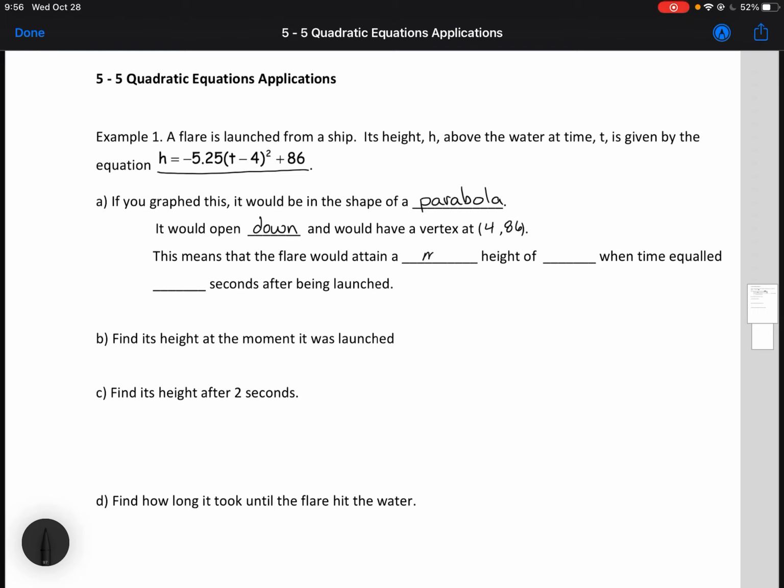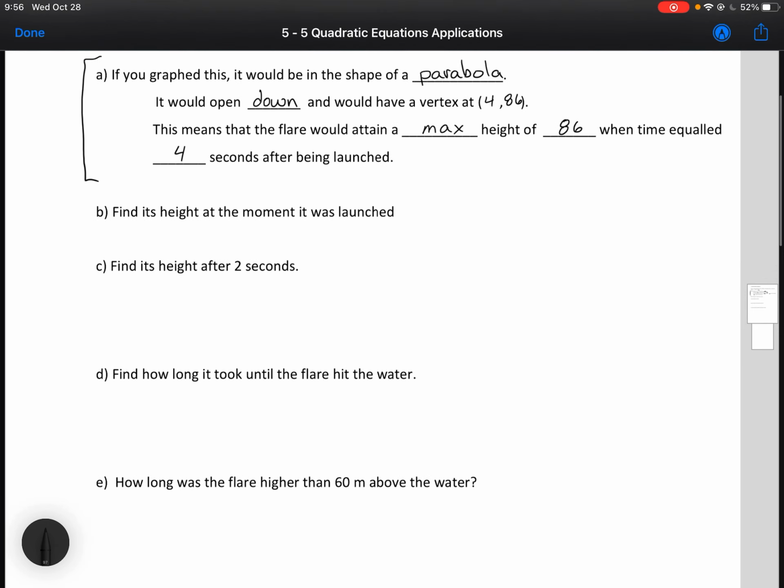This means that the flare would attain a maximum height of 86 when the time equaled 4 seconds after being launched. This is something that we did in our previous quadratics unit. Now we're going to do some more practice in addition to what we did in the quadratic functions unit. So the first thing that we want to do is find its height at the moment it was launched. At the moment it was launched is t equal to 0.